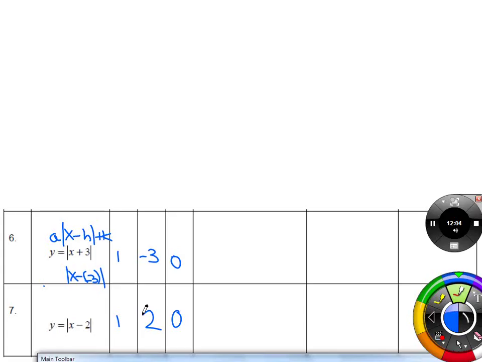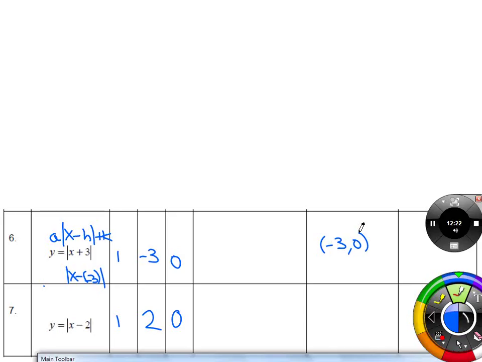Outside, what you see is what you get. A looks negative, it's negative. K says +1, it goes up 1. This is a little different. It said X plus 3. Our H was actually -3, and the vertex that you should have here should be -3, 0. This shifted our graph to the left 3.